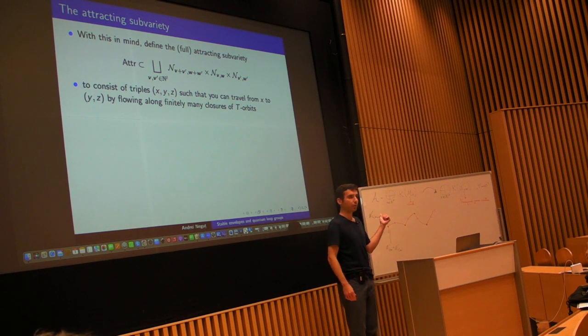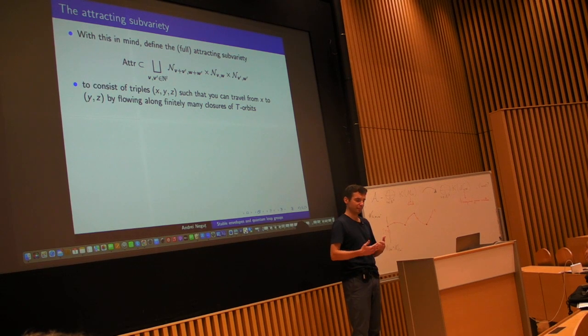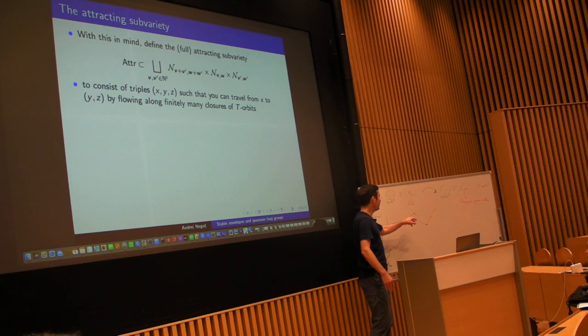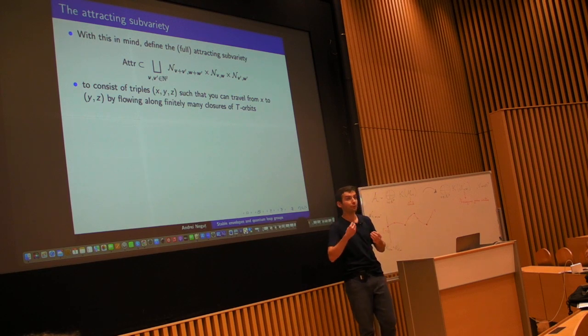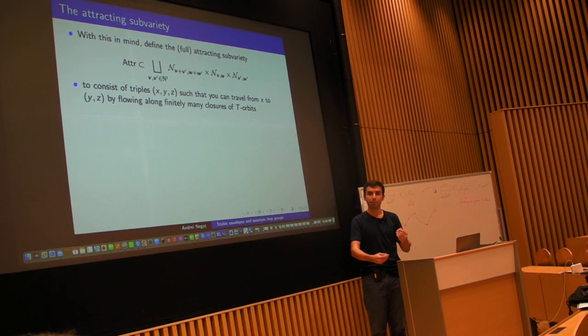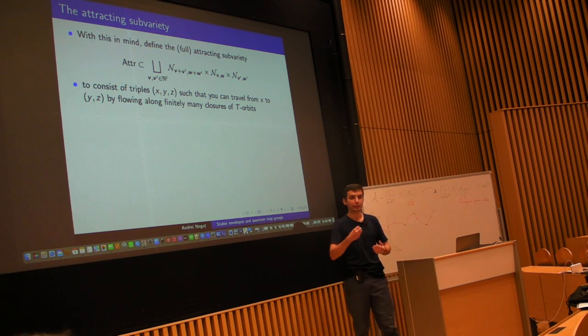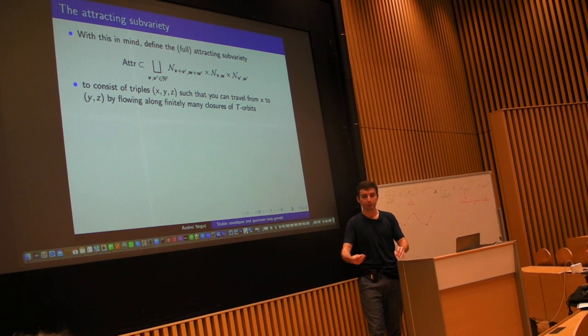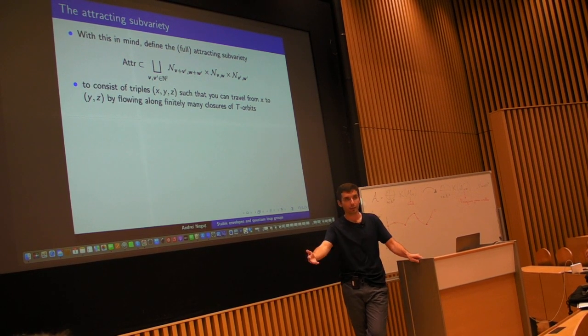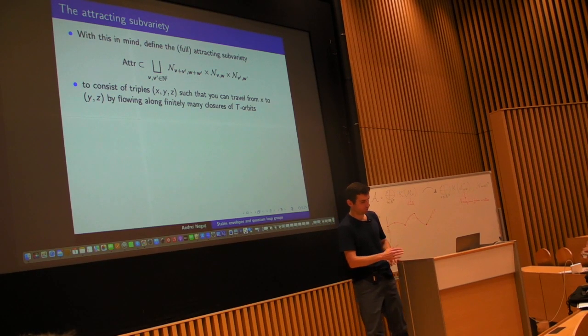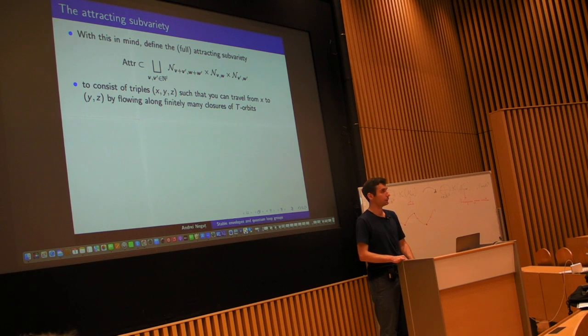Are there any questions about the geometry over here? I don't want to make it too precise, but this is what people call the full attracting subvariety. The usual attracting subvariety is simply the set of triples x, y, z such that x flows into y, z. But this more complicated thing is where x flows into something, which flows into something, which flows into something, dot, dot, dot, finitely many times, which flows into y, z. So it is a slightly more general and interesting notion, if you ask me.